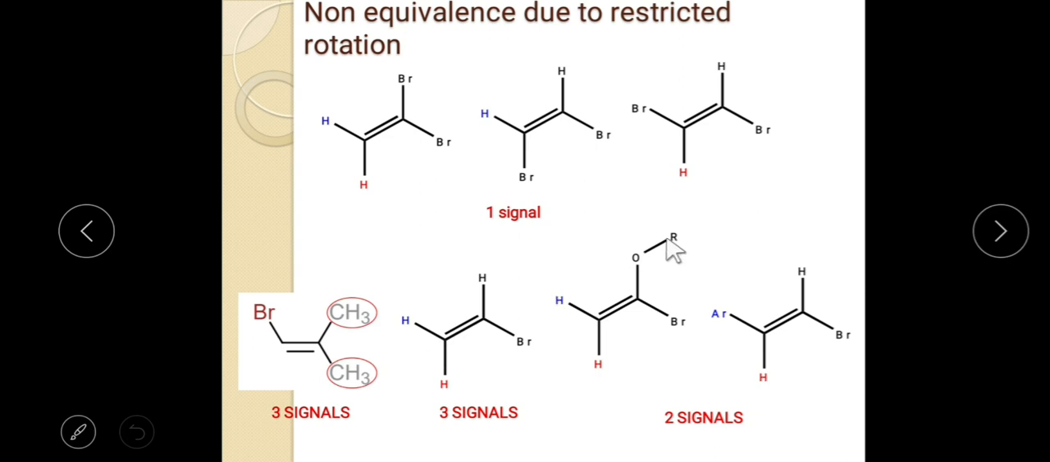Understood? Now similarly, this hydrogen is on the side of OR, and this hydrogen is on the side of BR. I have similar examples. You can pause the video and see it carefully. These two will show only 2 signals because these two hydrogens will couple with each other. Okay, now let's go to the next slide.